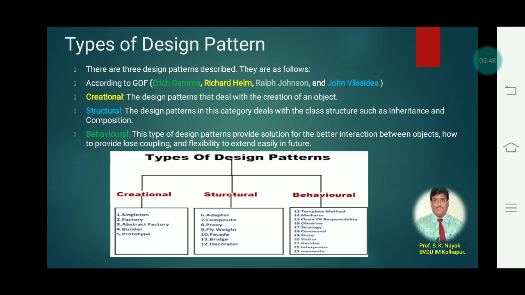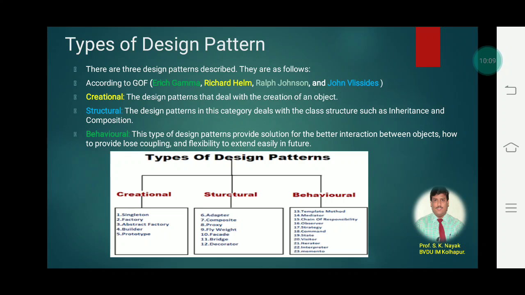Now the first category is creational. What is creational? The design patterns that deal with the creation of an object. So when we are going to create an object or create an instance, at that time we have to use creational design patterns. In creational design patterns, we have 5 design patterns according to GOF.